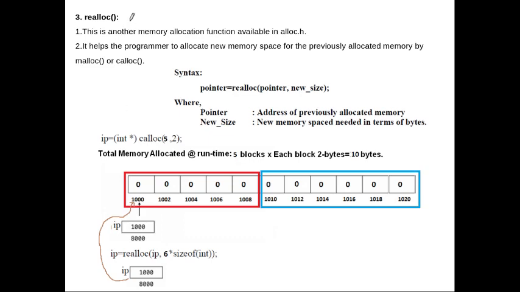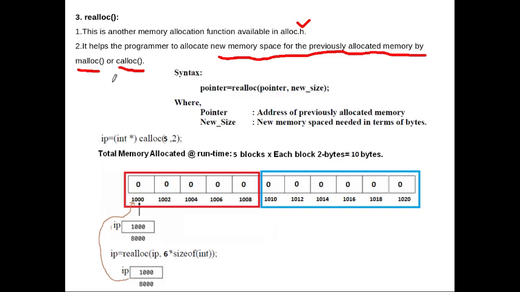So the next function is realloc. This is another memory allocation function available in alloc.h. It helps the programmer to allocate new memory space for previously allocated memory, allocated by malloc or calloc. For example, assume I have allocated 5 consecutive memory locations, each of size 2 bytes. During program execution, I feel I require another 10 memory locations to store the information.